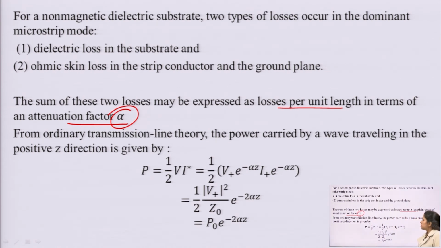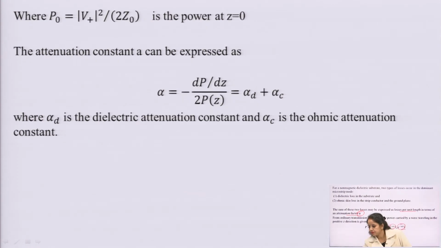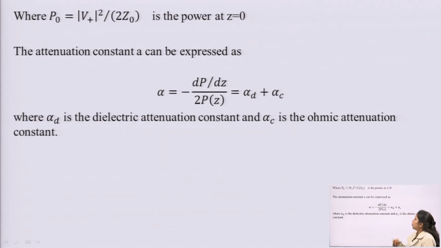For ordinary transmission theory, the power carried by the wave travelling in the positive z direction is given by half V I. This is the expression for that, V and I. We can say V plus Z naught e to the power, combining this one and this one, and expressing this whole expression with the P naught, we will have this expression. Now, the attenuation constant is expressed as dP upon dz upon 2P, which is the dielectric and the conductor loss.